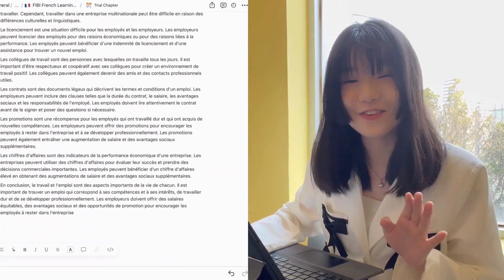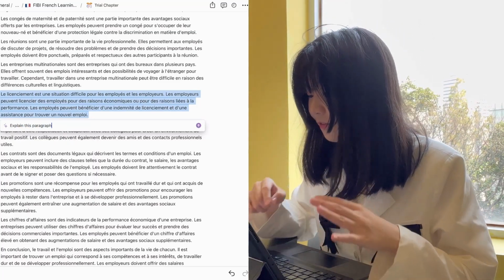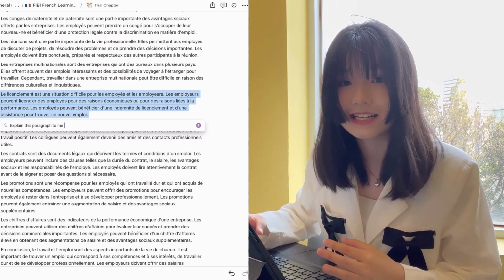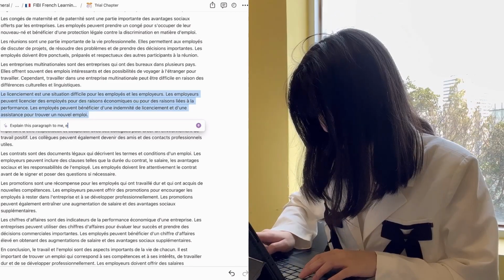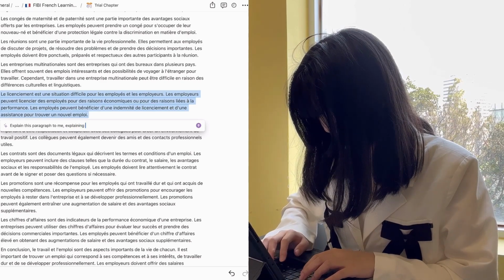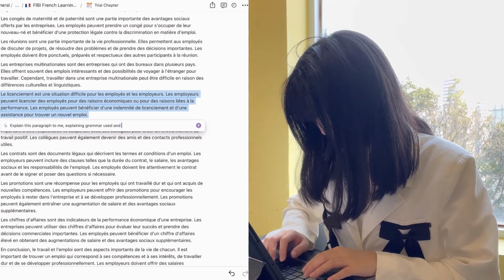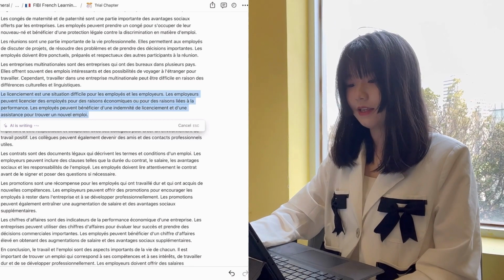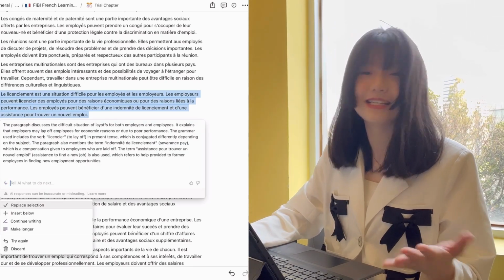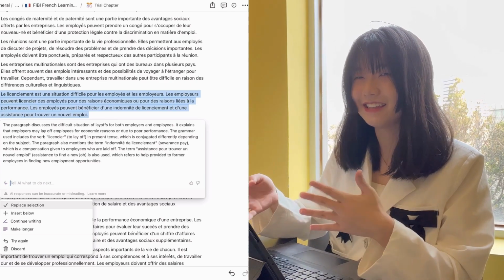And one function I really want to introduce to you is that if you find a specific paragraph really difficult to understand, you can ask Notion AI to explain this to you. Explaining grammar used and key vocabulary. Whenever I feel like I don't understand a specific paragraph, I can ask Notion AI to explain it, like a teaching assistant.